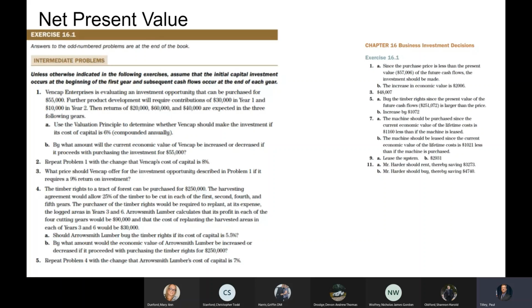If you're looking at number 4, it says the timber rights to a tract of forest can be purchased for $250,000. So that means we got to put $250,000 out now. The harvesting agreement would allow 25% of the timber to be cut in first, second, fourth, and fifth year. The purchaser of the timber rights will be required to replant at their expense in year 3 and 6. Okay, so we got 6 years of total activity going on here. Arrowsmith Lumber calculates that its profits in the 4 cutting years would be $90,000 a year. And the cost of planting would be $30,000 a year.